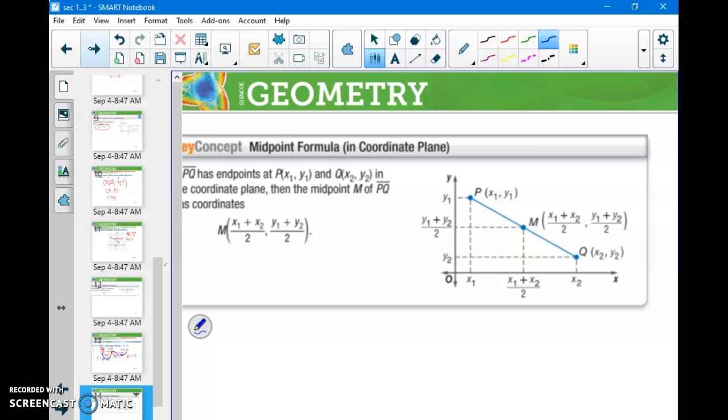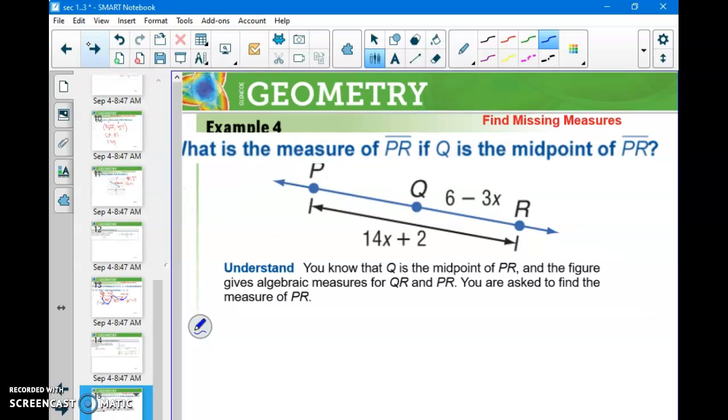Here's our formulas. And we have an equation setup type question. What is the measure of PR if Q is the midpoint? Well, if Q is the midpoint, then we know that PQ, this distance, would have to be the same as this distance. So I'm going to call it 6 minus 3x again. So I'm going to set up my equation.